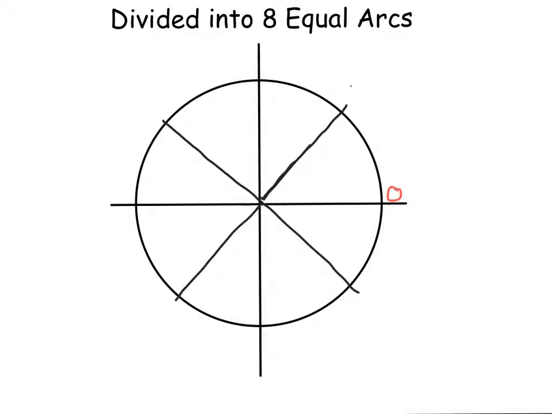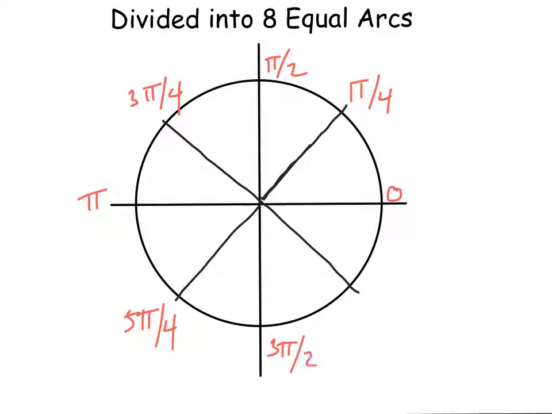The next thing I'm going to do is put the angles in radians. That's 0. This is all based on pi over 4. So this would be pi over 2, or 2 pi over 4. Here's 3 pi over 4, pi, 5 pi over 4, 3 pi over 2, and 7 pi over 4.